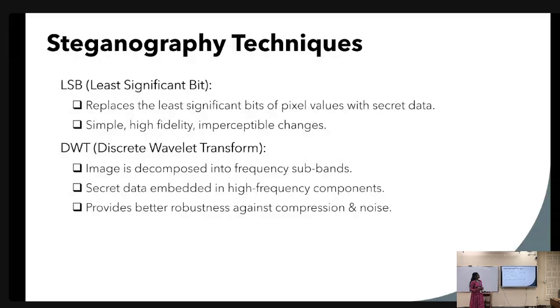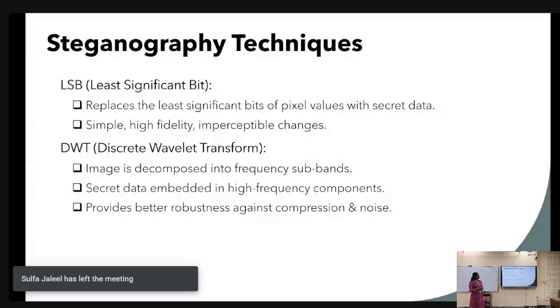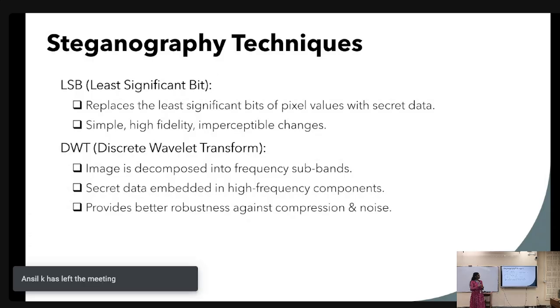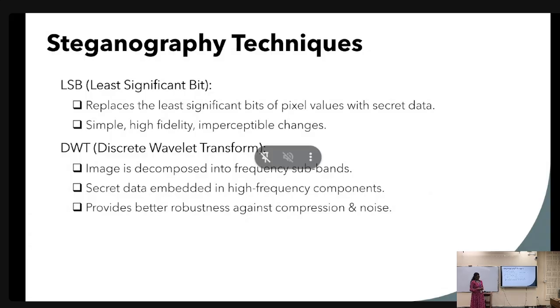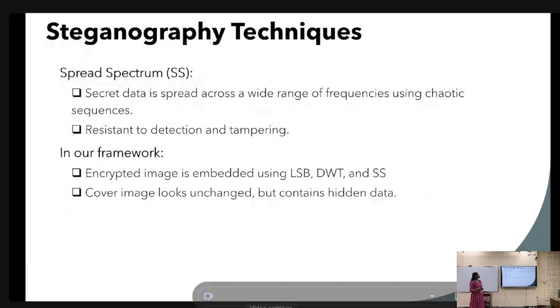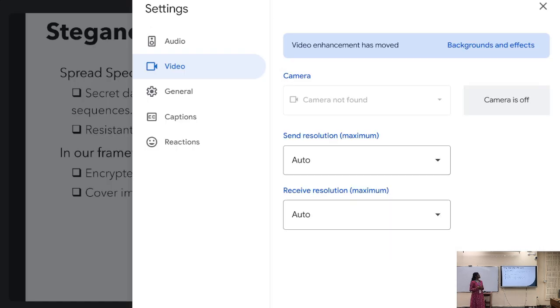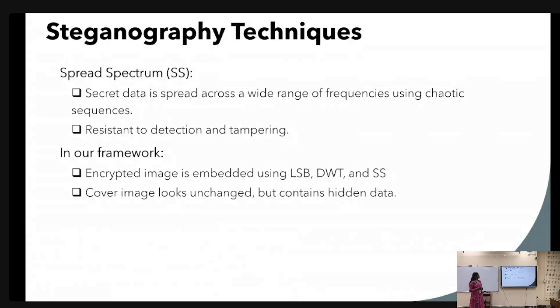Then DWT, that is discrete wavelet transform. Here, the image is decomposed into frequency subbands, and the secret data we want to embed is embedded in the high frequency subband. That's how it provides better robustness against compression and noise. Next one is the spread spectrum based technique. Here, our input data will be spread across a wide range of frequencies using a chaotic sequence. That's how it is resistant to detection and tampering.